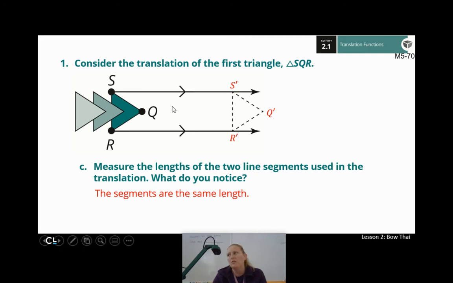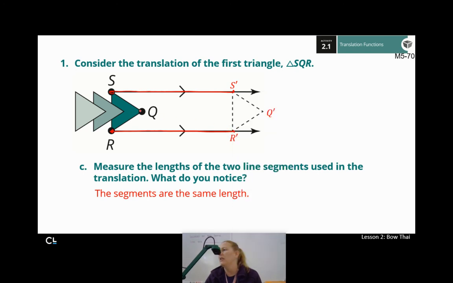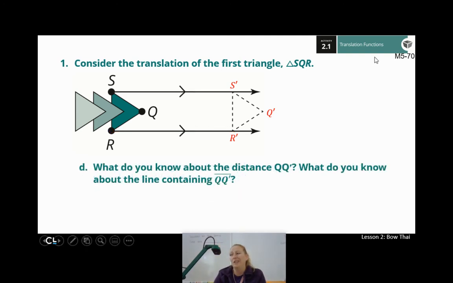So this was convenient because if we're using our pen, again, we can see S to S prime. We can follow it and be like, there it is. And we can see R to R prime. I don't see a line drawn in going from Q to Q prime, but you can either use your compass or make a pretty educated guess.